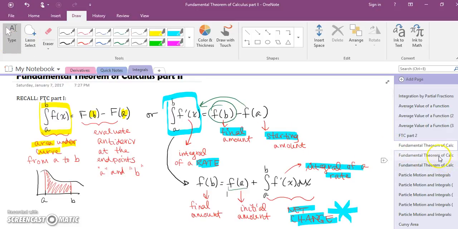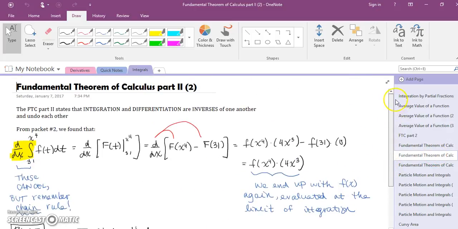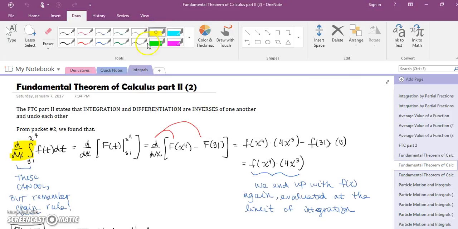Let's jump to FTC part 2, which we led up to in the second accumulation packet. So make sure you have all this written down. Pause if necessary. So FTC part 2 is here. It mainly states that integration and differentiation are inverses of one another. And again, if they're inverses, that must mean that they undo each other. Now this problem that I rewrote here is from the second accumulation packet. So let's look at it again here.